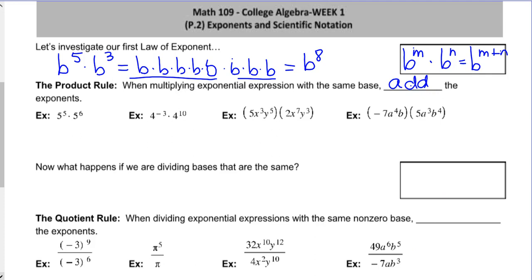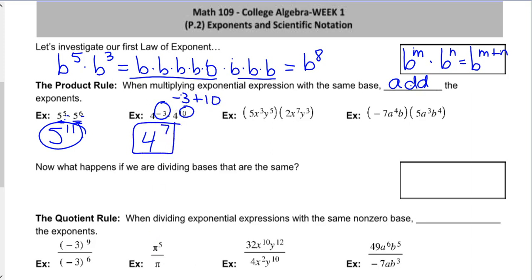When multiplying exponential expressions with the same base, we add our exponents. Sometimes I refer to this as 2 bases and 2 powers. When the bases are the same, we add the powers together. So if I look here, I have 5 and 5, the bases are the same, so I add the exponents together. This 5 stays the same. It does not change. The only thing that changes is the sum of the exponents. So 5 to the 11th would be my answer. Same way here, 4 and 4, 2 bases that are the same. So I end with the same base, but I add these exponents. Negative 3 plus 10, or 10 minus 3 if you think of it that way, is 4 to the 7th.